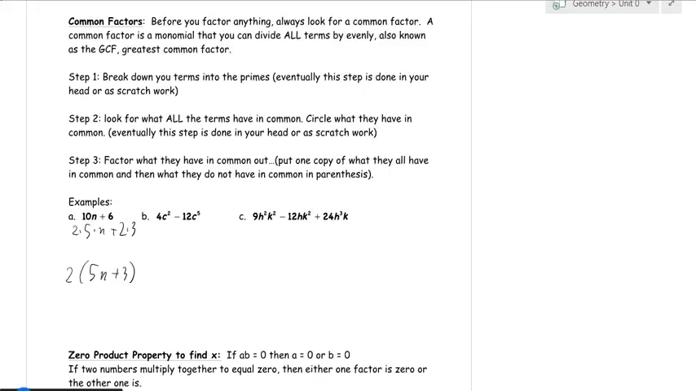I look for what all the terms have in common. They have a common 2, so I'm putting one copy of the 2 on the outside, and then what they don't have in common goes on. That's just how easy it is. You can look at it and factor.